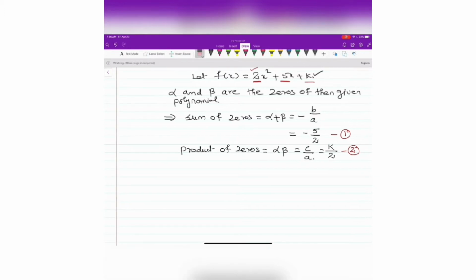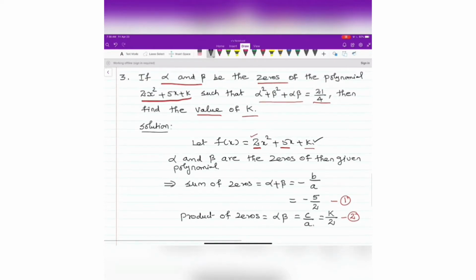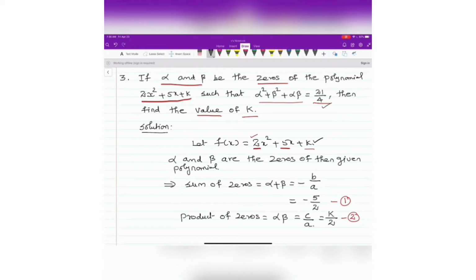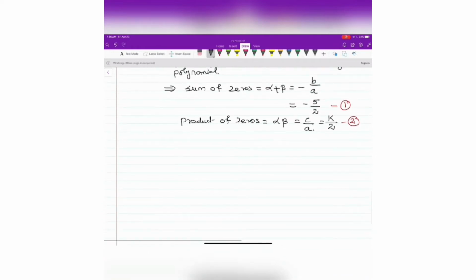The given question, alpha square plus beta square plus alpha beta is equal to 21 by 4. That is what is given. So, alpha square plus beta square plus alpha beta is equal to 21 by 4. This is given to you.